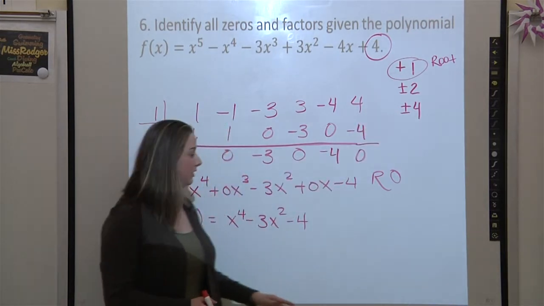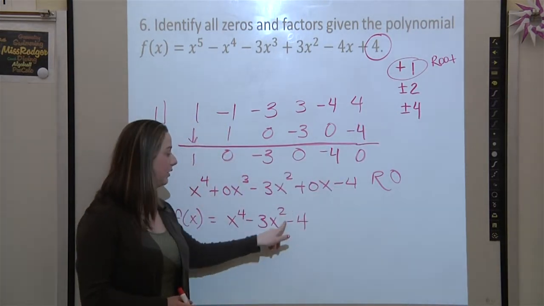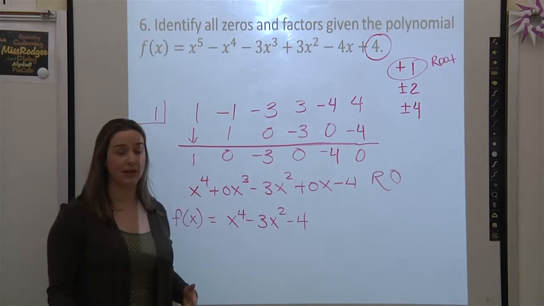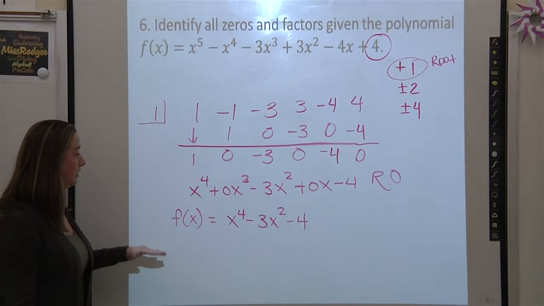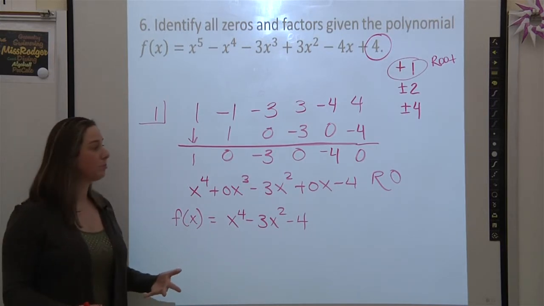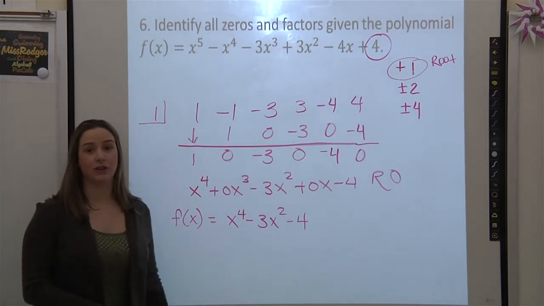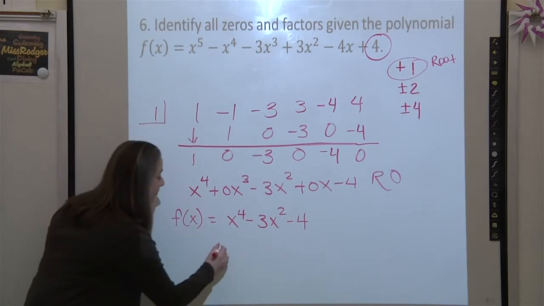You have two options. You can now look at this value and do the same method and think about what are the factors of -4 and use synthetic division to keep building. Or you can try and factor at any point. So I'm going to try and factor.